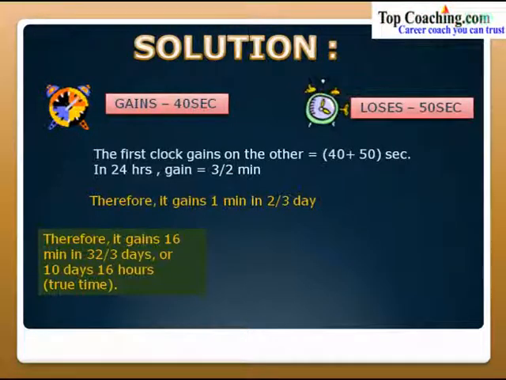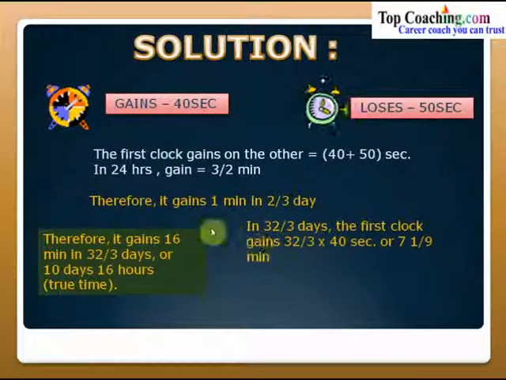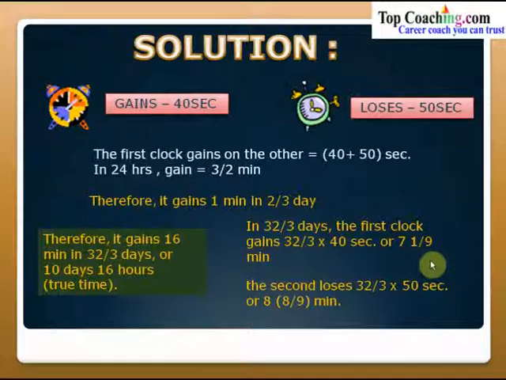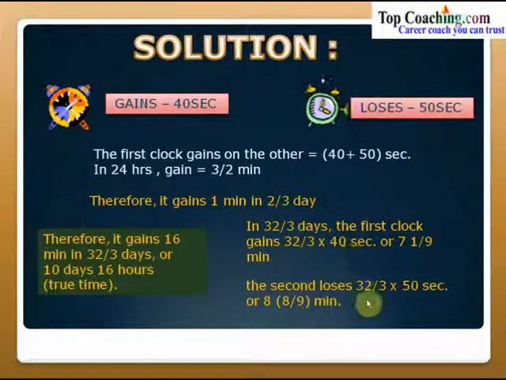Now let's try to find out the gain in these 32 by 3 days. So in 32 by 3 days, the first clock gains 32 by 3 into 40 seconds, as in one day it gains 40 seconds. So in 32 by 3 days, the gain would be 7 1 by 9 minutes. The second loses 32 by 3 into 50 seconds. This clock loses 50 seconds per day. So in 32 by 3 days, it would lose 8 by 9 minutes.